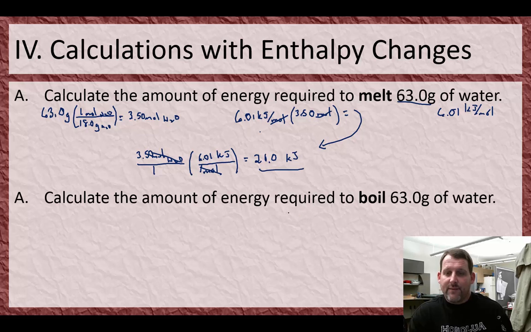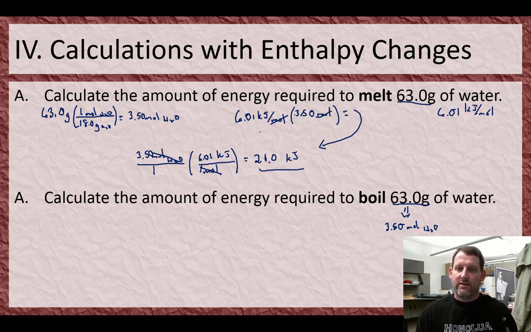So now we're going to do the same thing, but we're going to try and boil that 63 grams of water. Now, of course, I need to convert these grams into moles, which we've already done up here. So I know that this is equal to 3.50 moles of H2O. And now I'm just going to use these two methods real quick.